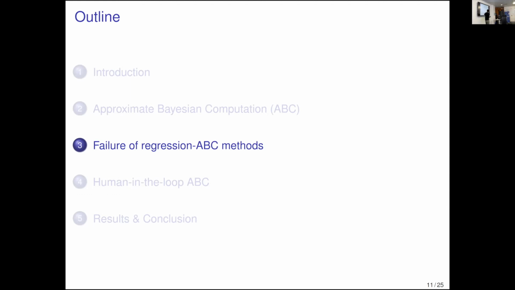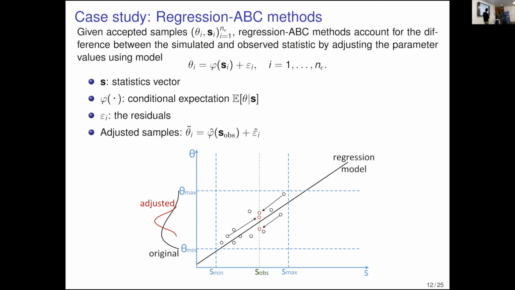All right. So now we'll take a look at these regression ABC methods a bit more in detail, and then show these two problems that we kind of recognized, how they affect this particular method. So what regression ABC does is, it basically does rejection ABC first. So let's say you do your rejection ABC, and then now you have accepted some theta i's and some corresponding statistics. So let's say n epsilon statistics you have accepted.